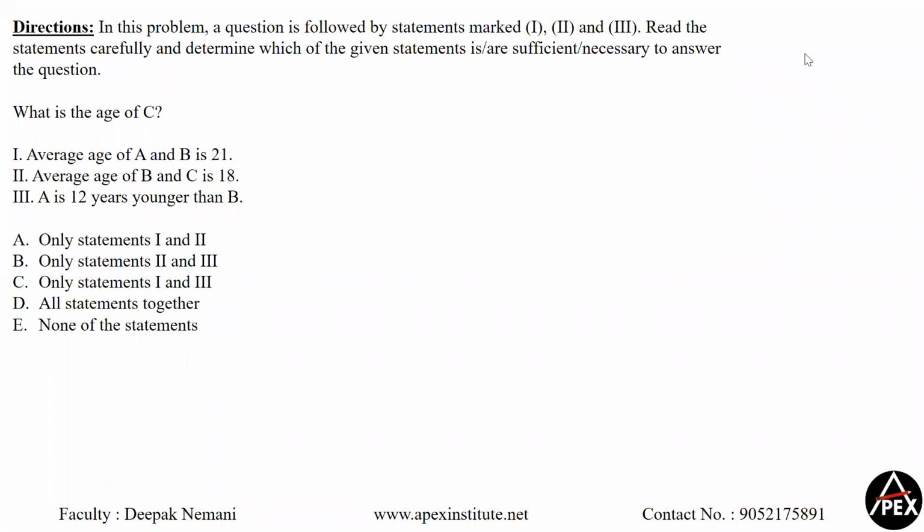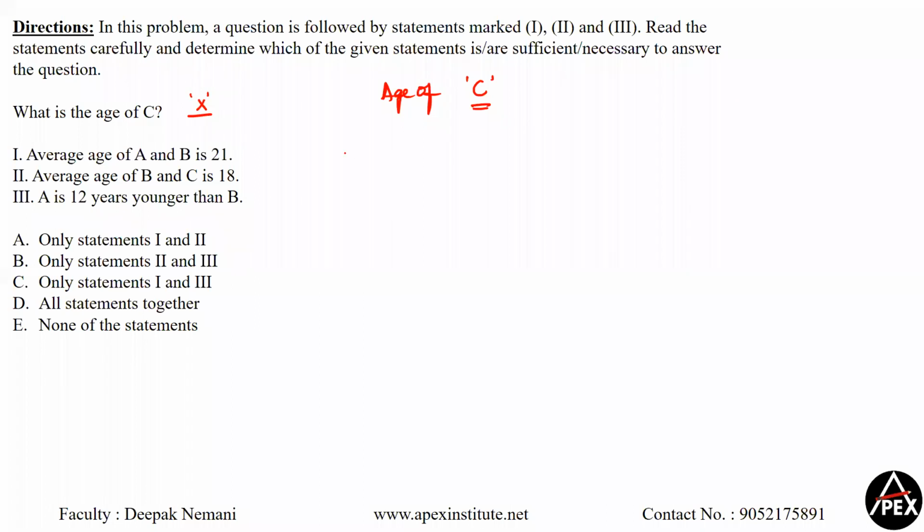So D, again D. Okay, let's see. Now we need to find the age of C. Age of C. And age of C will be a number. We need to determine value of X here.